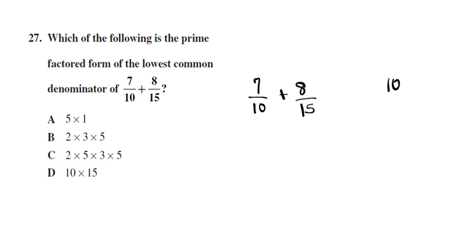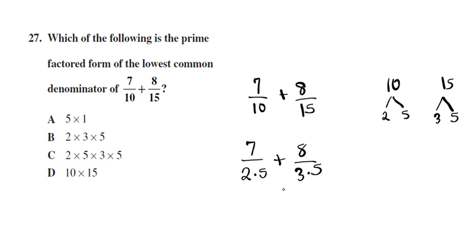So we take the 10, break it down: 2 times 5. And then 15, we also break that down: 3 times 5. So we have 7 over 2 times 5 plus 8 over 3 times 5. Now if you look here, you can see that 5 is an overlap. We already have one 5 here and one 5 here, so that's already taken care of. We don't need to add another 5 because 5 is good. Now what else do we need to make this common? We have a 2 here, so we need a 2 here to make it common.